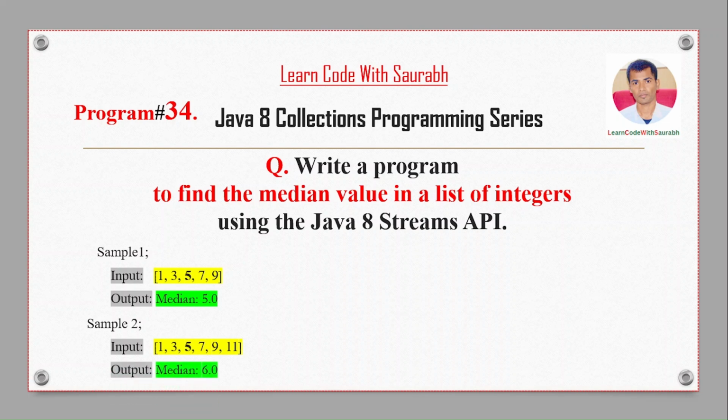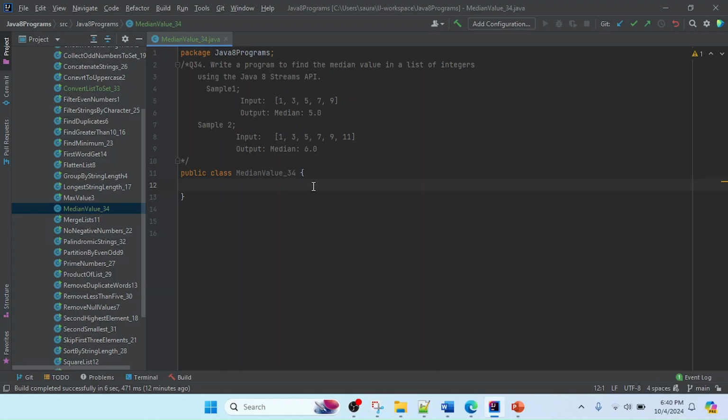Now I'm going to create a class, and I will write the logic. I opened IntelliJ and created a class here, MedianValue, and just gave the program number. So this is program number 14, and I mentioned here the question with simple input and output. And now I'm going to write the main method.